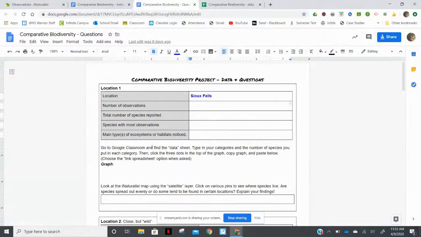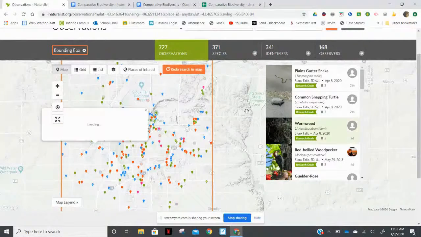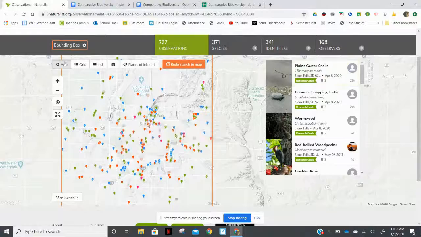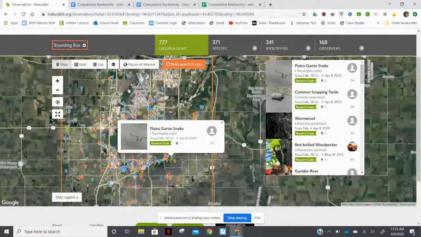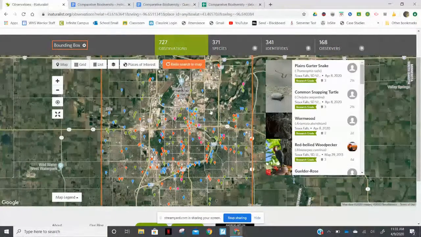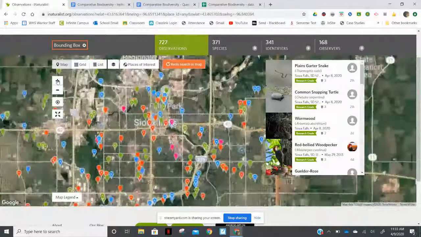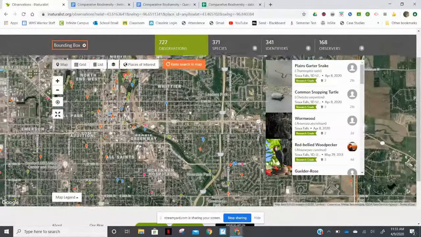I then had them look at the different ecosystems, and the way that they did that is to come back to our search, and they can use these layers to add a satellite image on top of it. And then not only are they able to look at the species, but they're able to zoom in and try to infer why that species might be in that location.